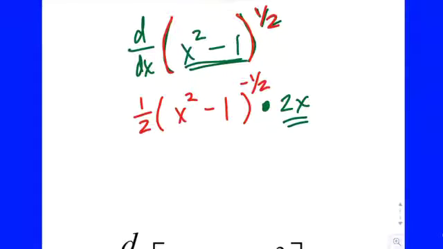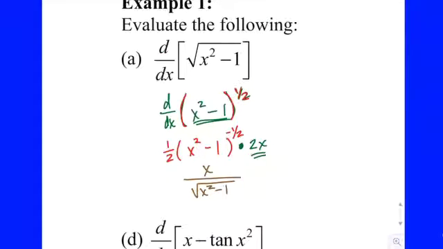Okay, now after we take the derivative, of course, sometimes we just want to clean it up. So in this case, the 2 and the 1/2 can combine to become just 1, and the x stays in the numerator, and then the blob to the negative 1/2 goes into the denominator as the square root of x squared minus 1. All right, so that's the chain rule.